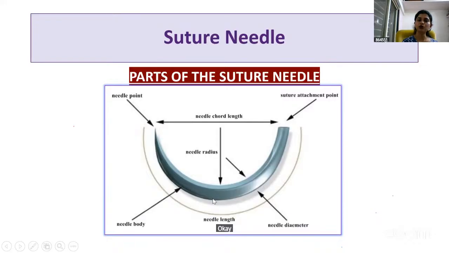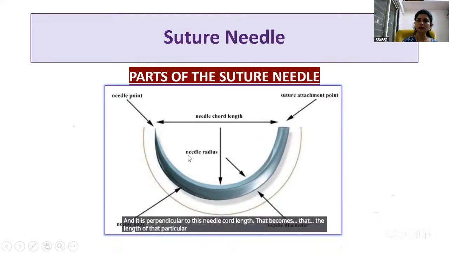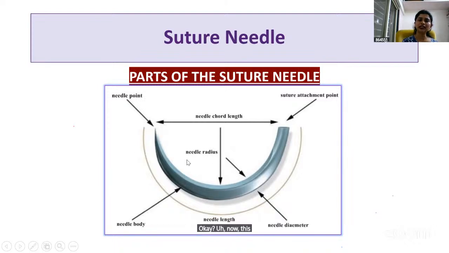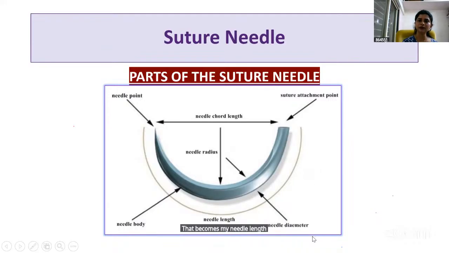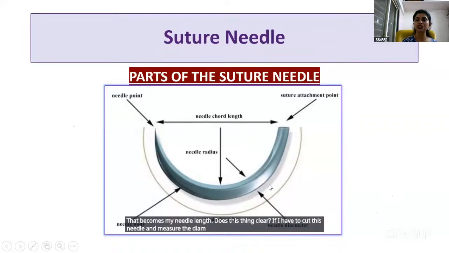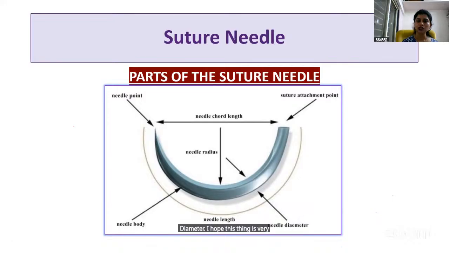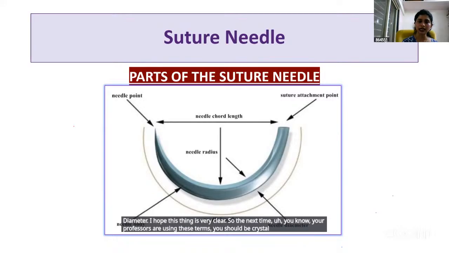If I draw a line extending perpendicularly from the needle body, perpendicular to the needle cord length, the length of that line becomes my needle radius. If I straighten this curved needle and measure its length, that becomes my needle length. Is this clear? If I cut this needle and measure the diameter of the cross section, that becomes my needle diameter. I hope this is very clear. So the next time your professors use these terms, you should be crystal clear with them, right?